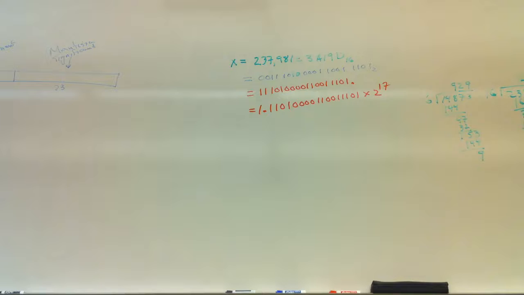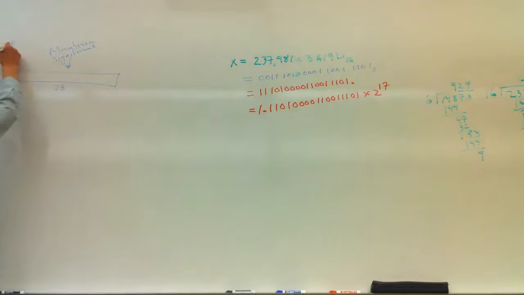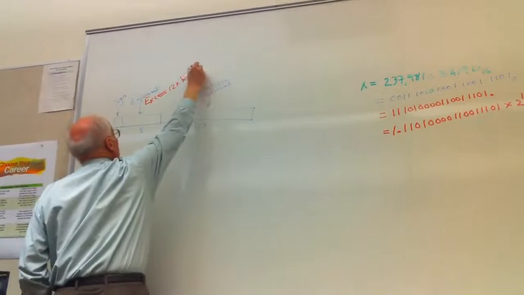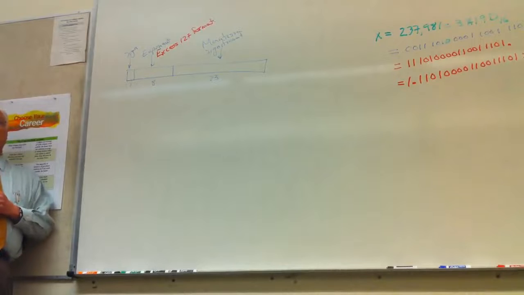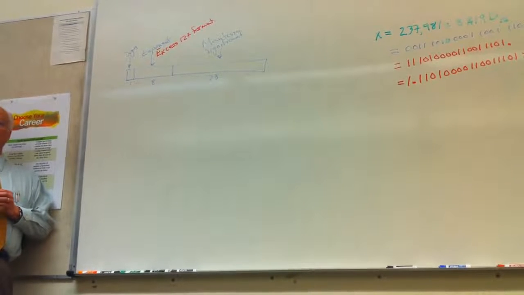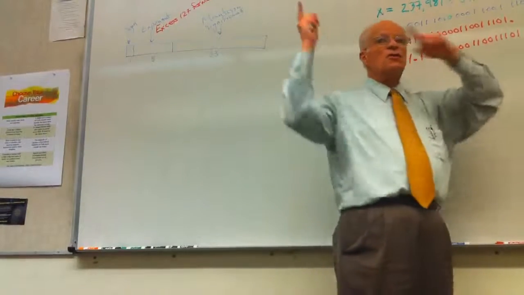The exponent that I actually store, however, is not 17. They've chosen another interesting way of doing it. We store this exponent in what's called excess 127 format. That is, what we actually store is this exponent here plus 127.